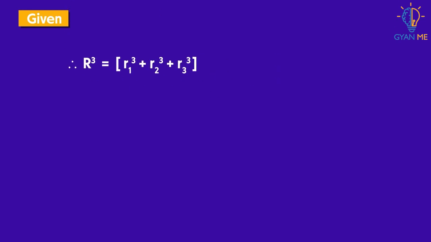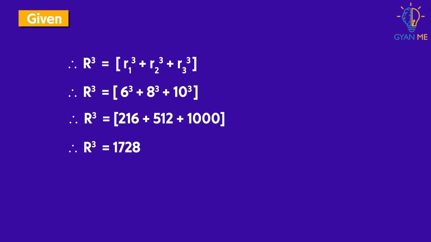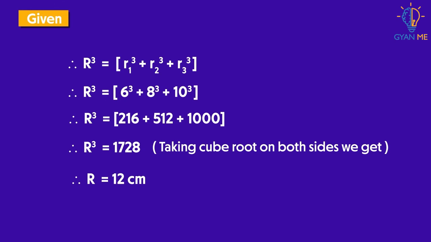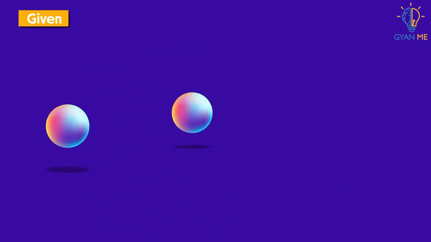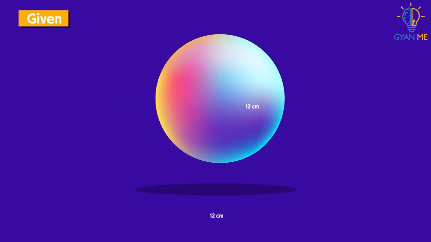On substituting the value, we get R cube is equal to 1728. Now, taking cube root on both sides, we get R is equal to 12 cm. Thus, the radius of the new sphere so formed by melting the smaller spheres is 12 cm.